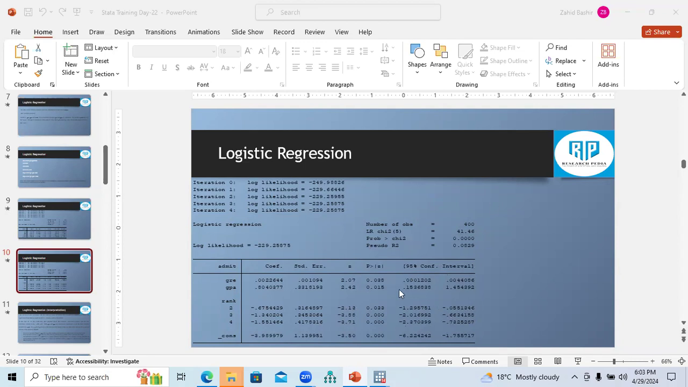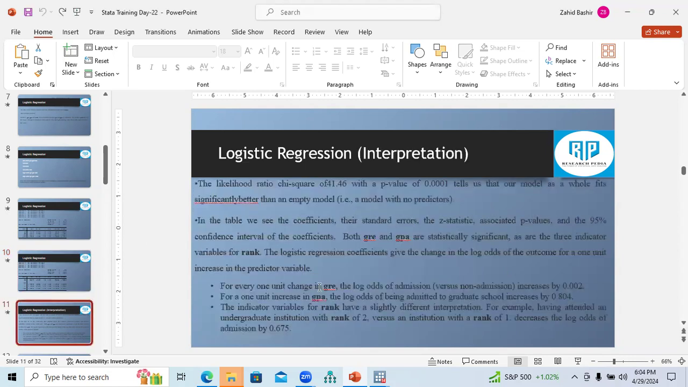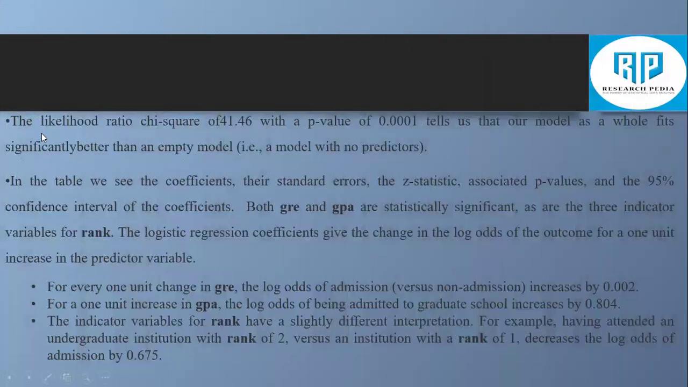I was discussing that when we used the other command, where we considered the rank variable as a categorical variable, it increased the R square value. So we need to interpret all these results. The first thing that we need to see in the result is the likelihood ratio chi-square of 41.46 with a p-value of 0.0001. It tells us that our model as a whole fits significantly better than an empty model.